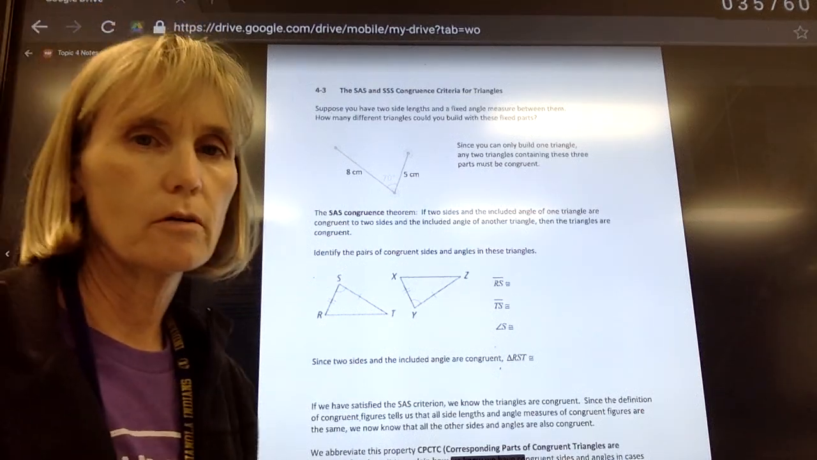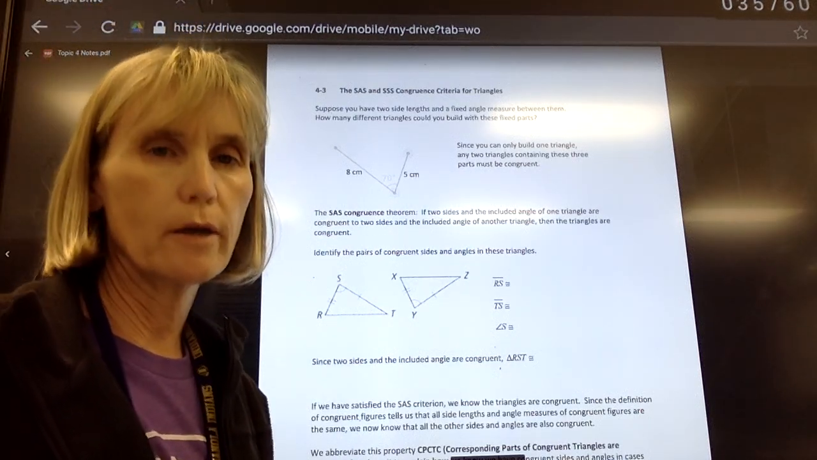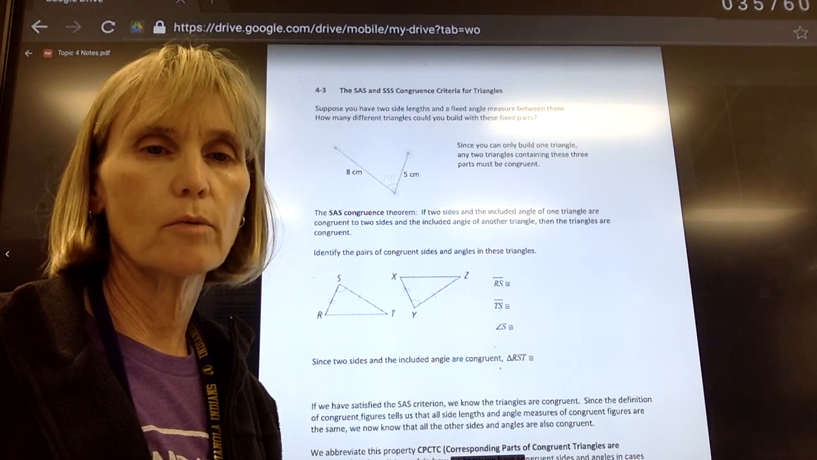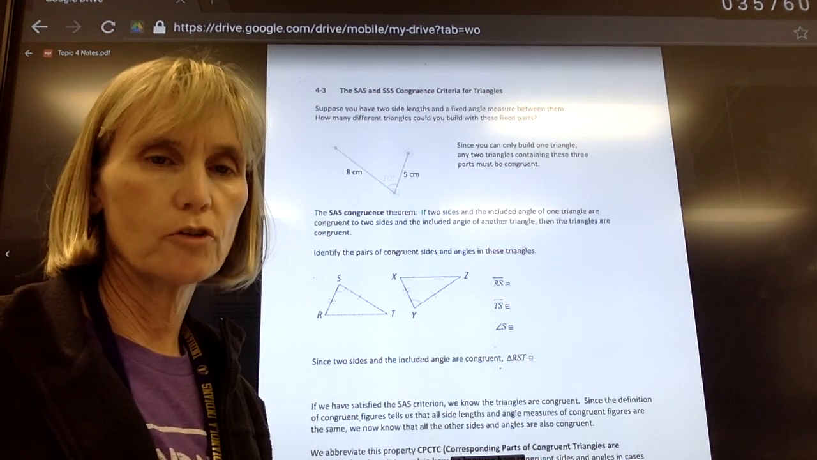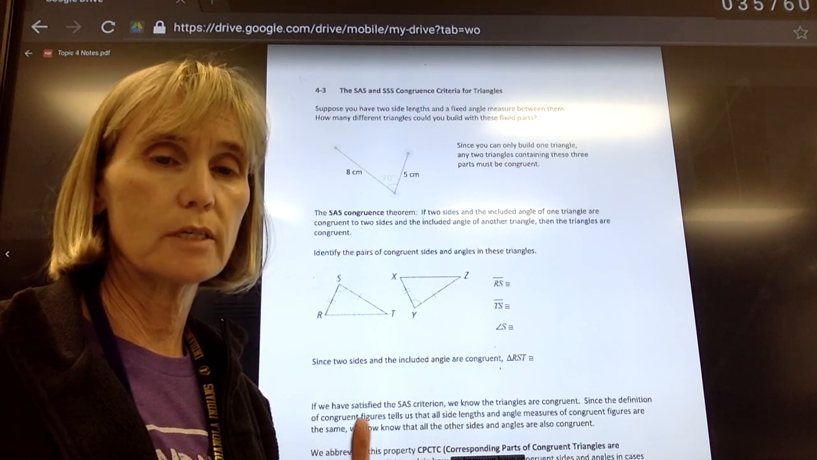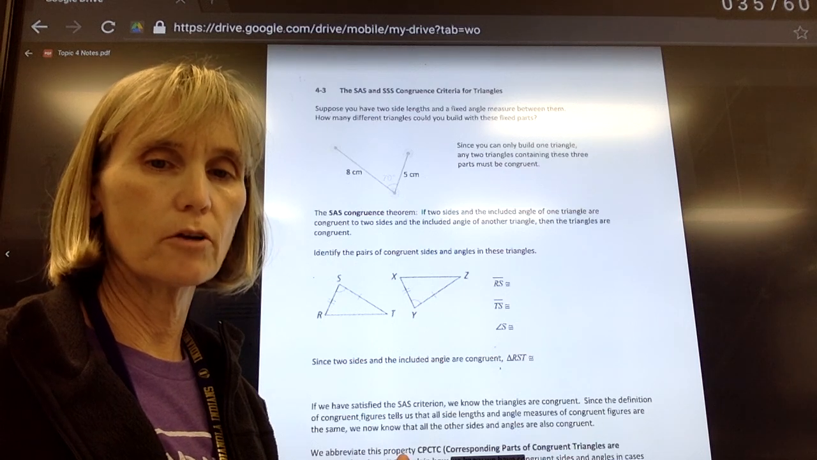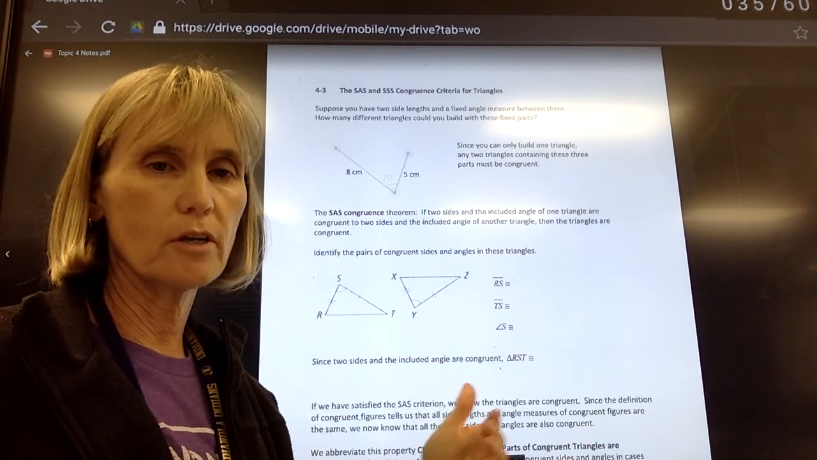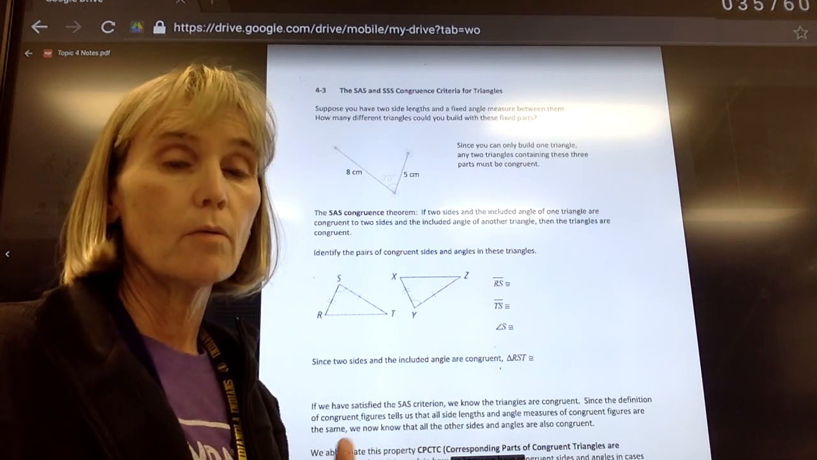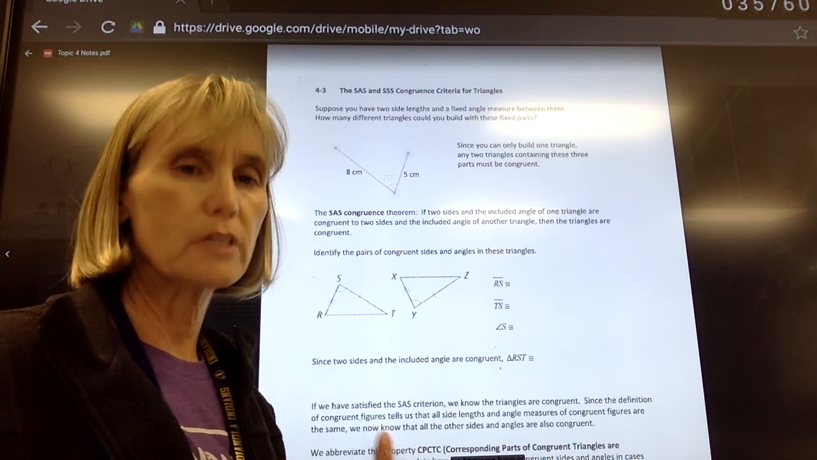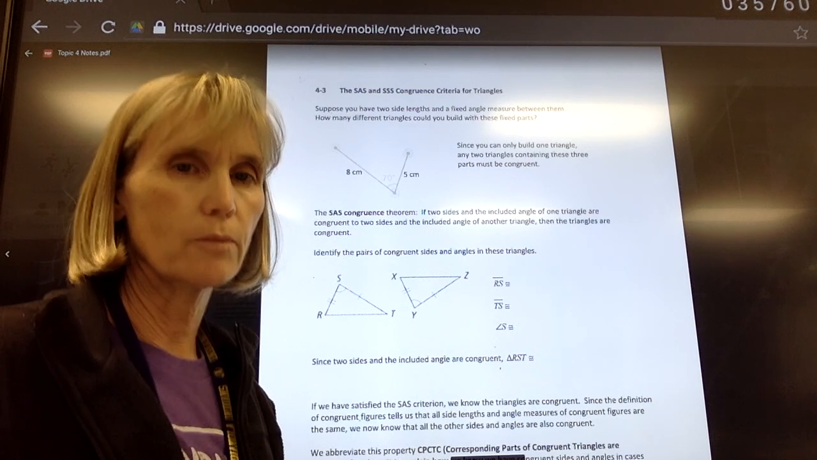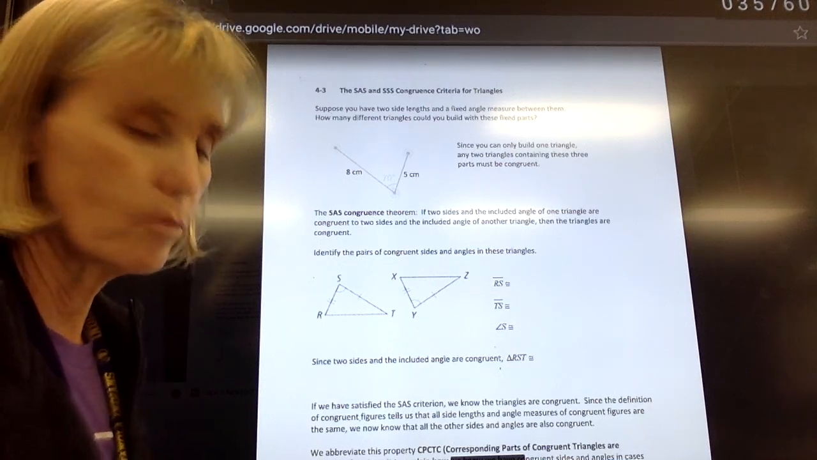Okay, so we're going to start now, after we've taken that quiz 4A, we're going to start with section 4.3. And we're going to look at different ways that we prove that two triangles are congruent to each other. One of the questions on your quiz was to name the corresponding parts that are congruent. So we had three angles that were congruent to each other, and we had three segments that were congruent to each other. Well, we don't always have to show that all six pieces of the triangle are congruent to each other to have congruent triangles. We have a couple of shortcuts that we can look at today.